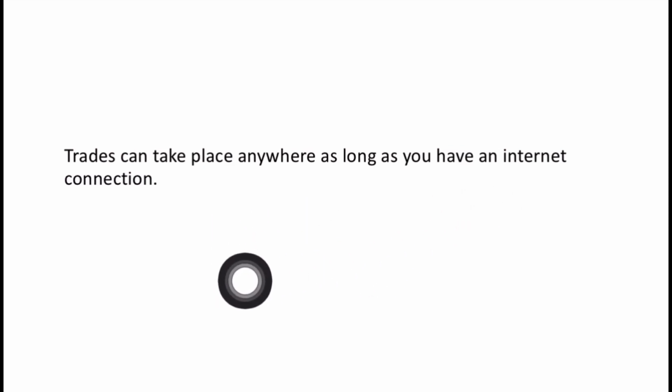It's run by the banks in a period of 24 hours every day. And trades can take place anywhere, as long as you have an internet connection.